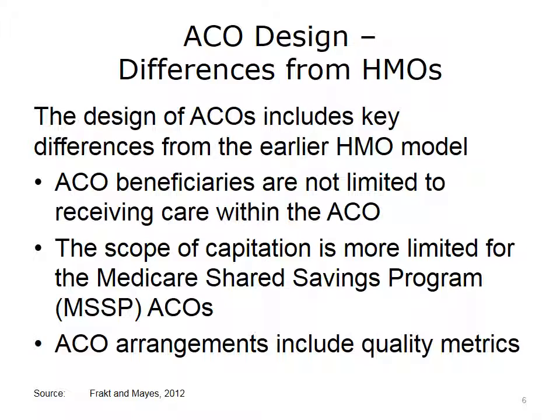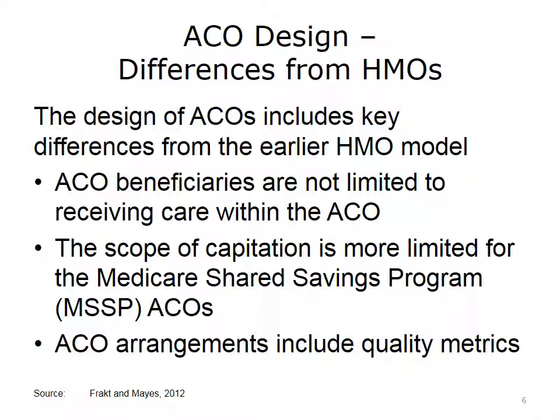Instead of full capitation, the Medicare Shared Savings Program ACO models used shared risk. Because providers are at risk for only a portion of the total cost of care, they do not face the same level of potential loss as with the HMO model. In addition, ACOs have to meet quality measures.